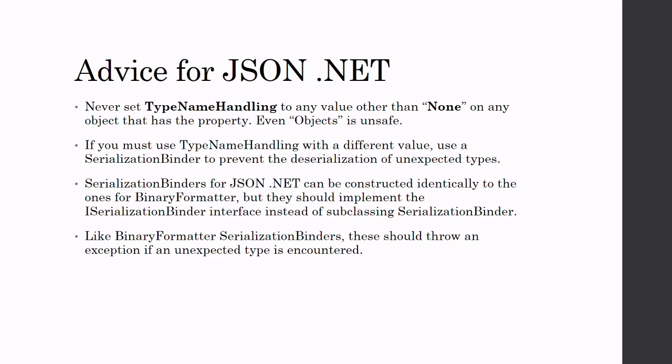JSON.NET. Don't use JSON.NET to deserialize an untrusted stream with TypeNameHandling set to anything other than None. If you have to have TypeNameHandling for polymorphism or something like that, use a serialization binder. Serialization binders for JSON.NET are exactly the same as the ones for BinaryFormatter.